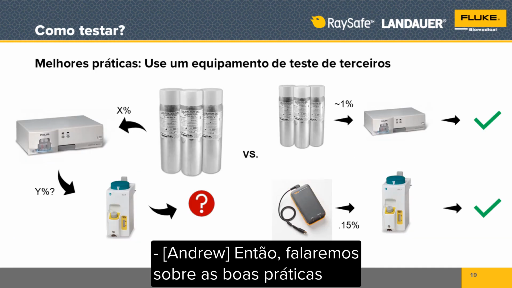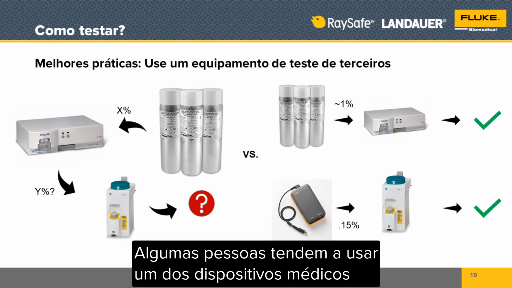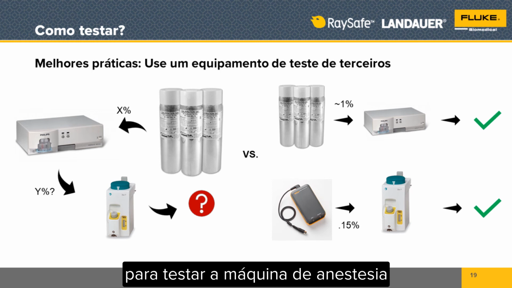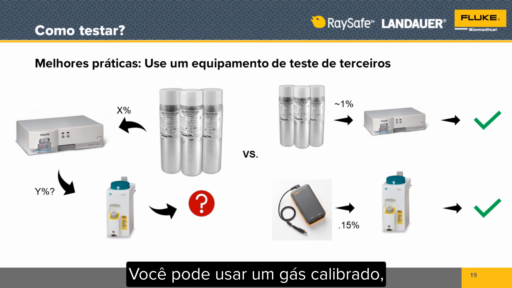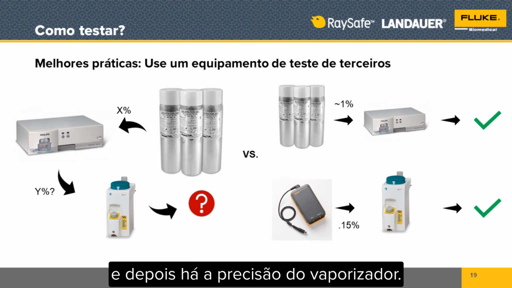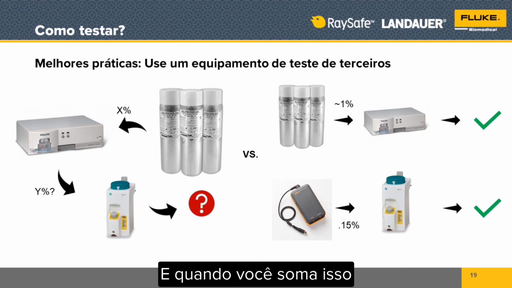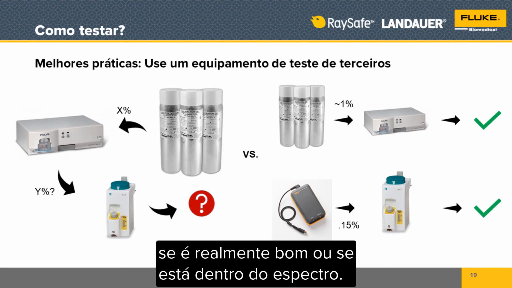So we're talking about best practice and how to test. I know some folks tend to use one of the medical devices to test the anesthesia machine, and we really caution you to think that through. You can use a calibrated gas that has some X% of accuracy. Then there is the accuracy of the medical device, and then there's the accuracy of the vaporizer. When you add that up and think about the metrology of that, you really don't have a good path to knowing whether it's really in spec.